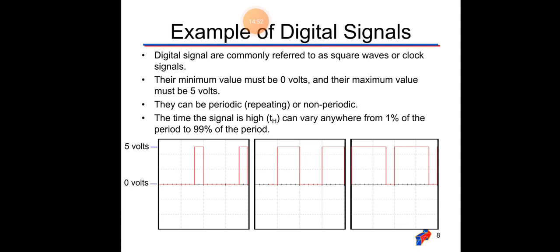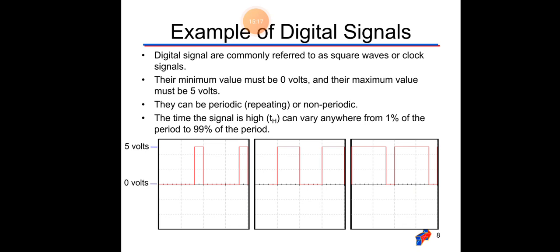volts. As it looks like a square wave, but the logic level does not go below the x-axis. Therefore, we cannot say it is a square wave. It only represents the signal in the form of from 0 volt to 5 volts. Their minimum value must be 0 volts and their maximum value must be 5 volts.